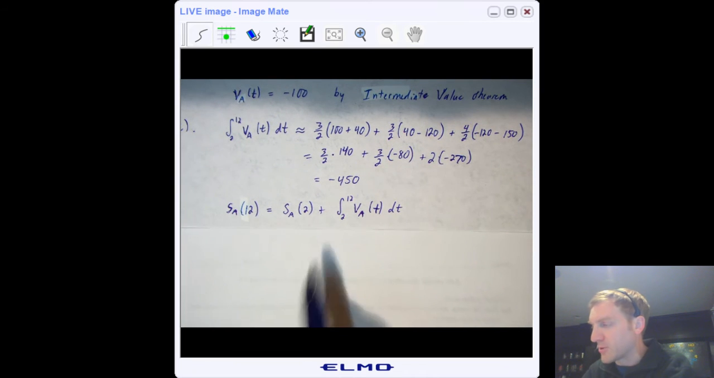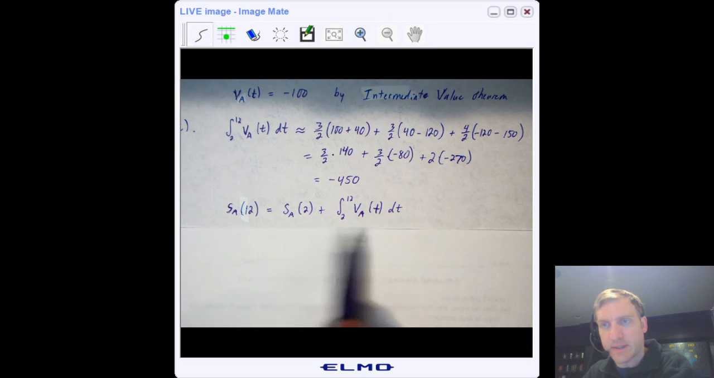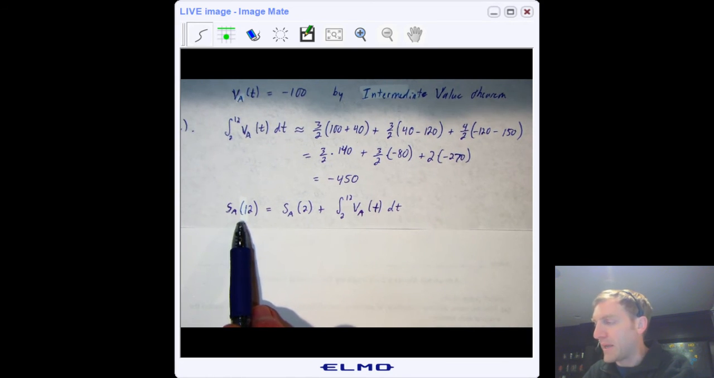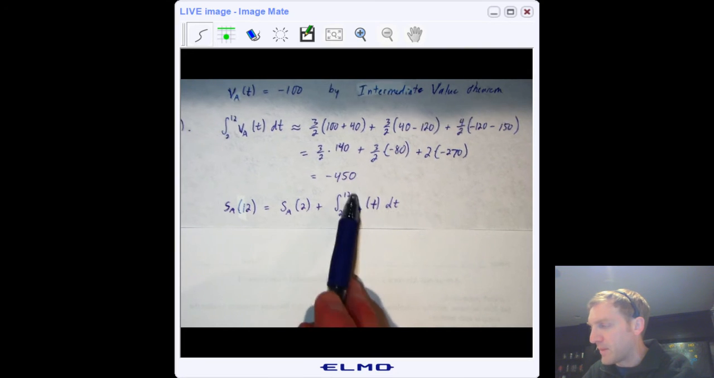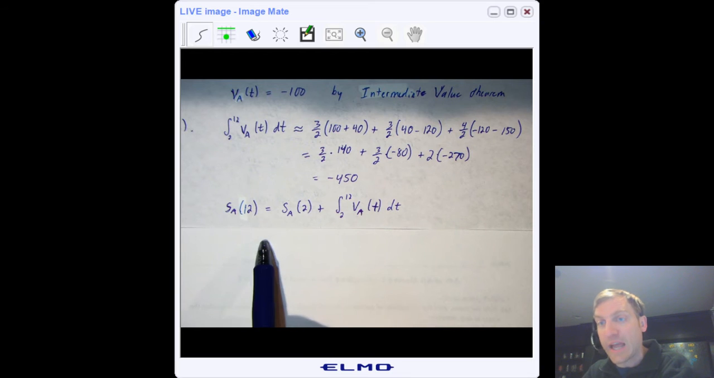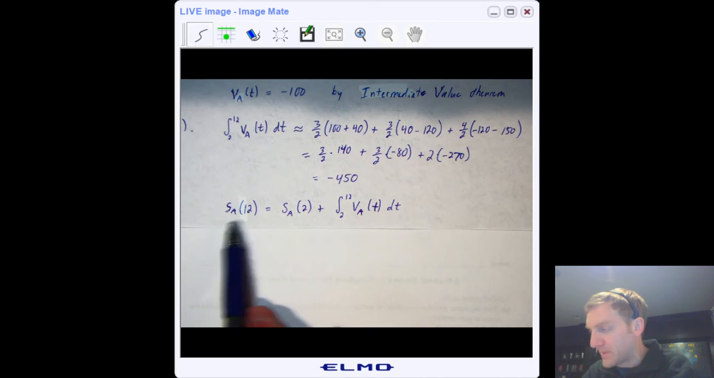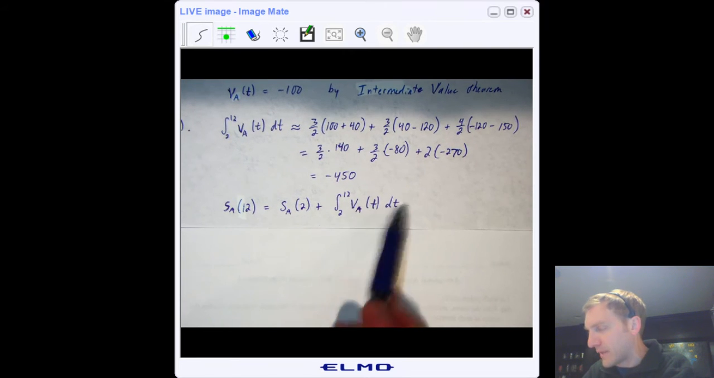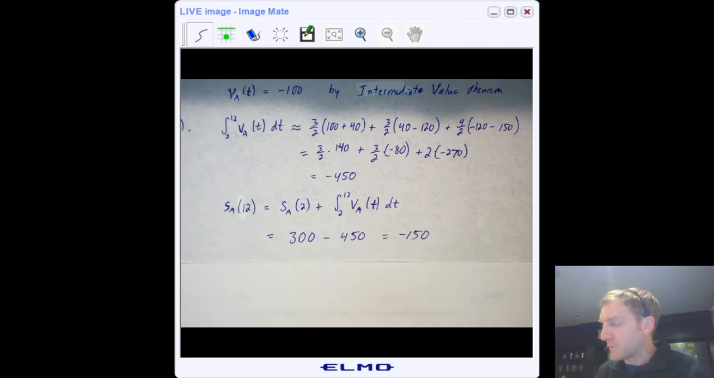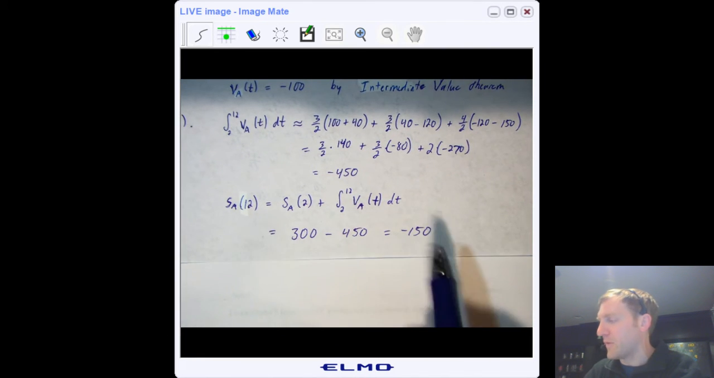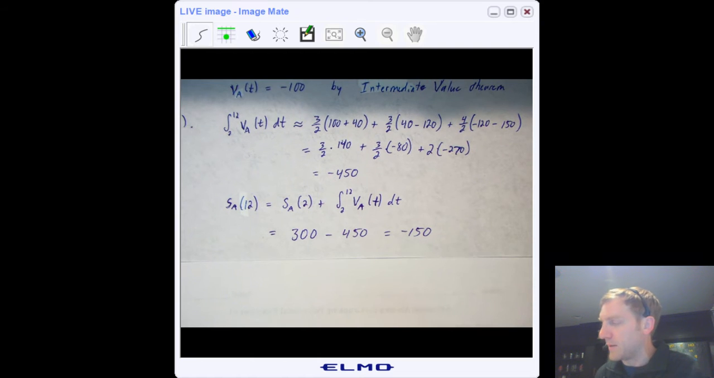And this goes back to that fundamental theorem of calculus I mentioned in the multiple choice video, right? F of b equals f of a plus the integral from a to b of f prime. Since velocity is the derivative of position, you're just applying that to a physics problem. So one more time, the position at 12 is the position at 2 plus the integral from 2 to 12 of velocity, or the displacement from 2 to 12. You were given that the position at 2 was 300. The displacement is negative 450. So your position at 12 was negative 150.